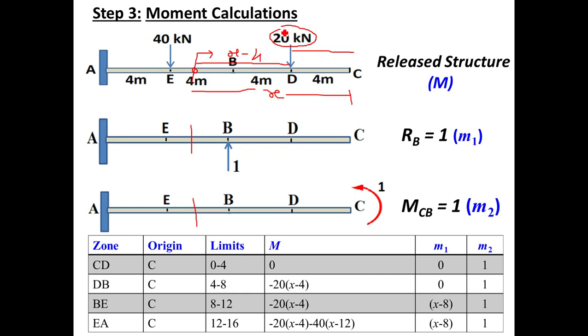Okay, so the moment of this 20 kilonewton is 20 kilonewton into x minus 4, that is 20 into x minus 4. Again it will give you a clockwise moment. So minus 20 into x minus 4, that is the moment in the release structure, that is capital M column.